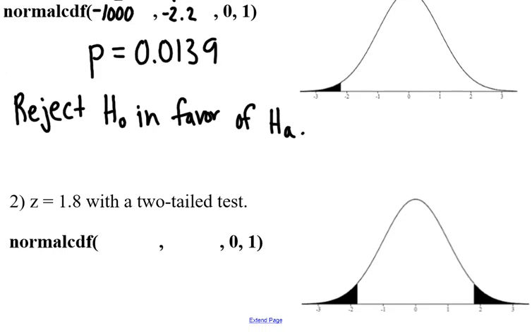Second scenario, if you're running a two-tailed test, well, it is symmetric, so all I need to do is find the area of one of these and then double it. You can either do the right or the left. It does not matter. I'm going to do the left and just double it. So my left bound is negative 1,000. My right bound is negative 1.8.